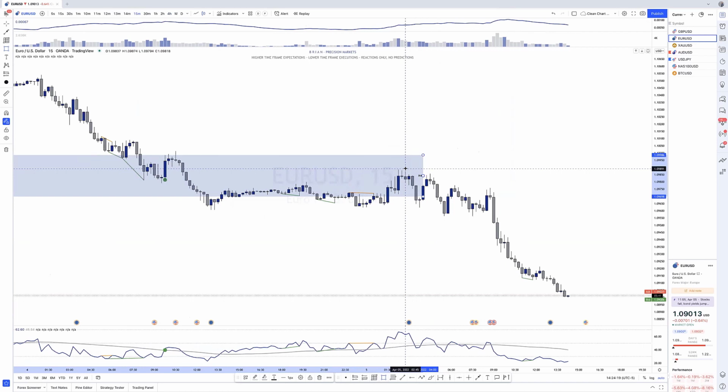So, well, this is the range of Asian. Sorry, can't annotate that correctly.